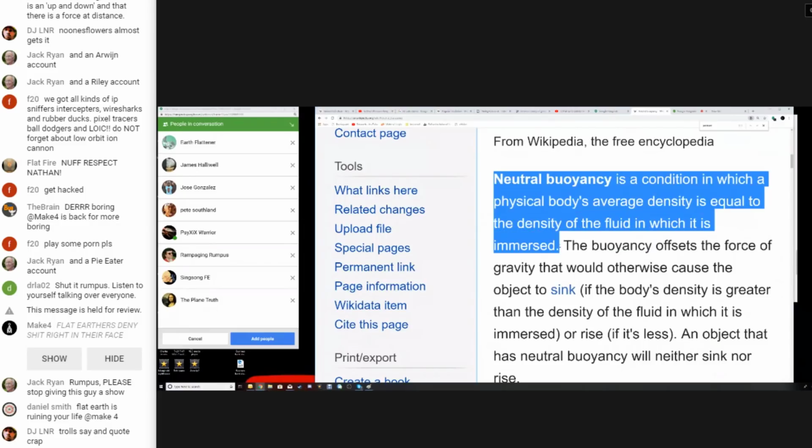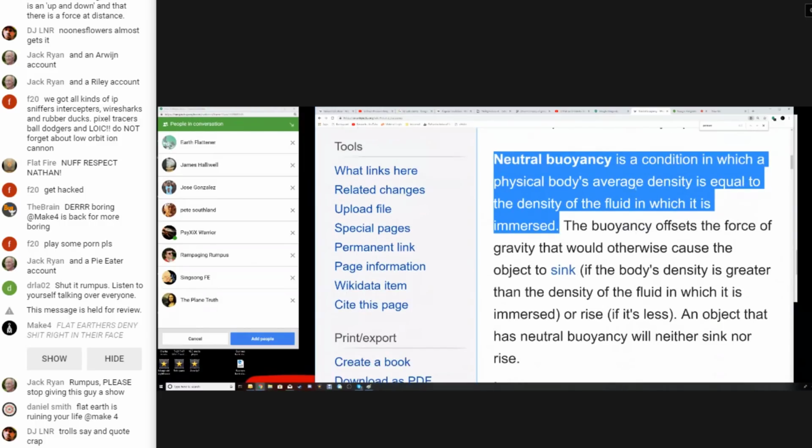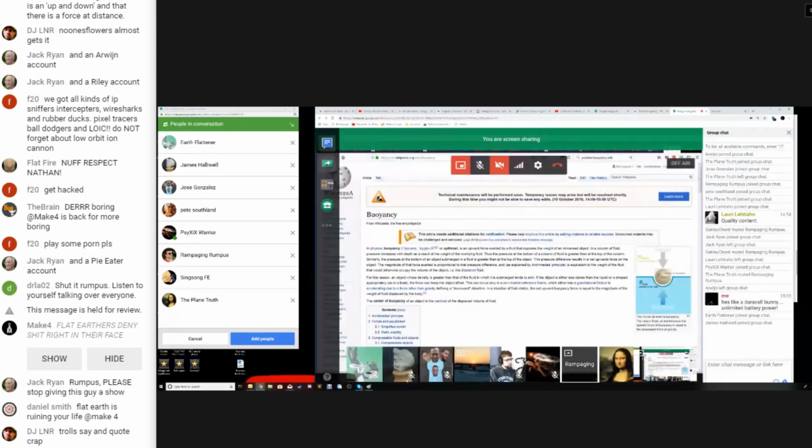We're on about neutral buoyancy. Neutral buoyancy is a special sort of buoyancy, you utter moron. It doesn't mention anything about forces. Why does it mention buoyancy there, Anthony? Why does it use the word buoyancy and force of gravity in that sentence?